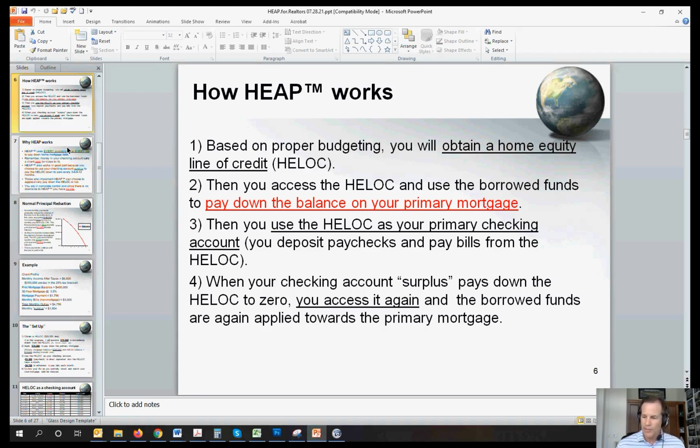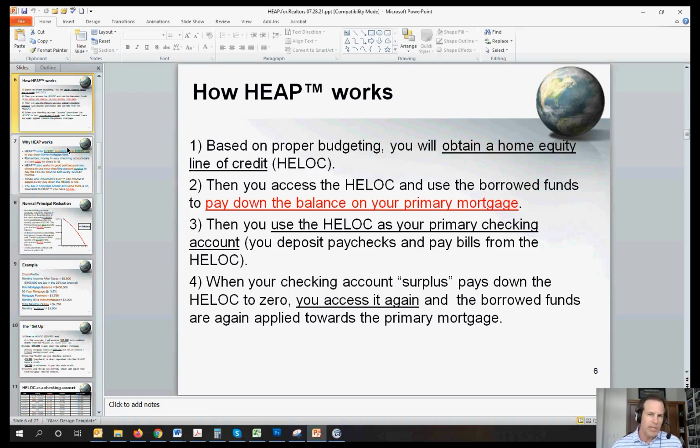Again, if you think about that really quickly, it doesn't make a lot of sense. I'm going to take out more debt, and I'm going to pay that debt. I'm going to take out that money. I'm going to pay down my primary balance. So the example I use very quickly is, if I had a $200,000 mortgage and I took out a $10,000 HELOC and I took the money and I paid down my primary mortgage, what does it look like? Now I have $190,000 on my primary mortgage and $10,000 on my HELOC. I still have $200,000 worth of debt. Why did I do this? I'll show you here in a minute.